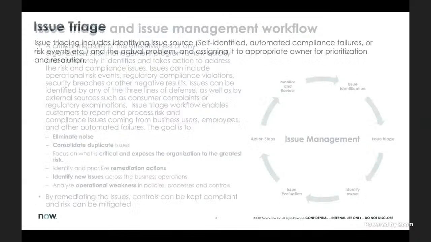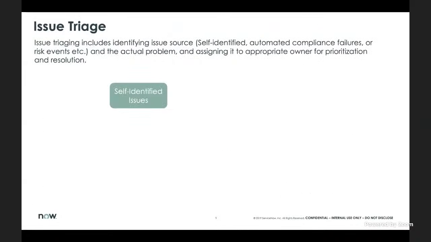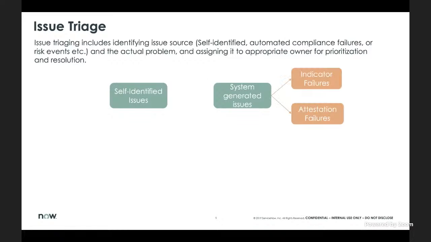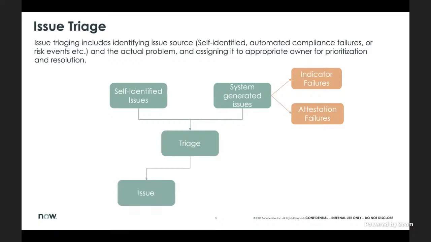So our issue triage workflow or process lets end users report issues, which we call self-identified issues, or there may be system-generated issues that are automated, such as indicator failure or attestation. All of these issues will go through the triage process, and at the end of it, the result would be either identifying an actual issue, or a risk event, or it could simply be noise, so you would want to just close it out.